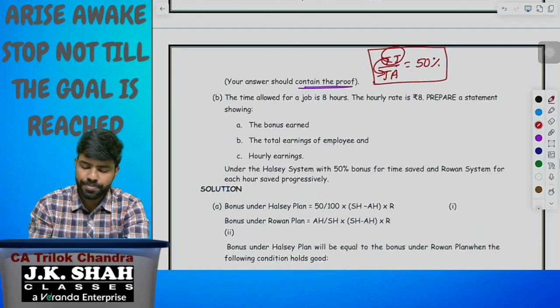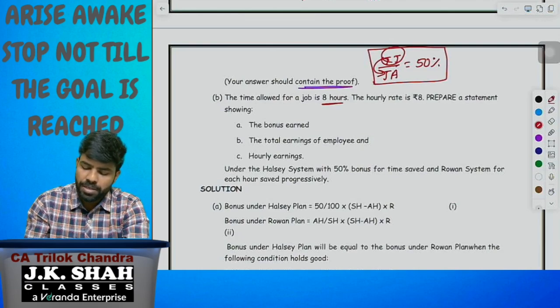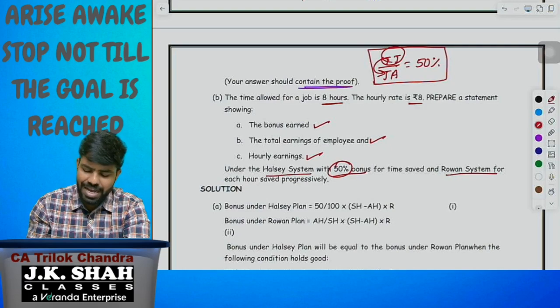Look at the second one. The time allowed for a job is 8 hours. The hourly rate is 8 rupees. Prepare a statement showing bonus earned, total earnings of employee, and hourly earnings under Halsey system with 50% bonus for time saved, and Rowan system, for each hour saved progressively.